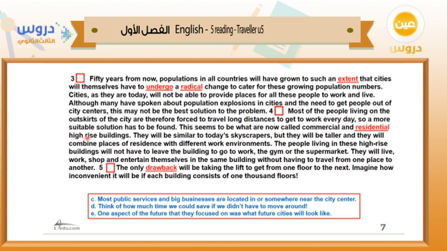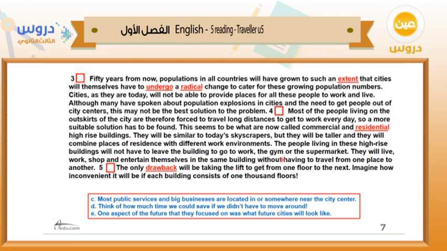So a more suitable solution has to be found. This seems to be what are now called commercial and residential high-rise buildings. They will be similar to today's skyscrapers, but they will be taller and they will combine places of residence with different work environments. The people living in these high-rise buildings will not have to leave the buildings to go to work, the gym or supermarket.